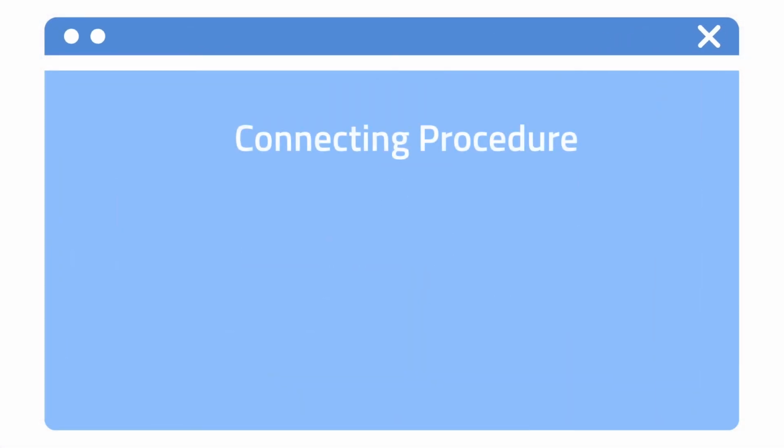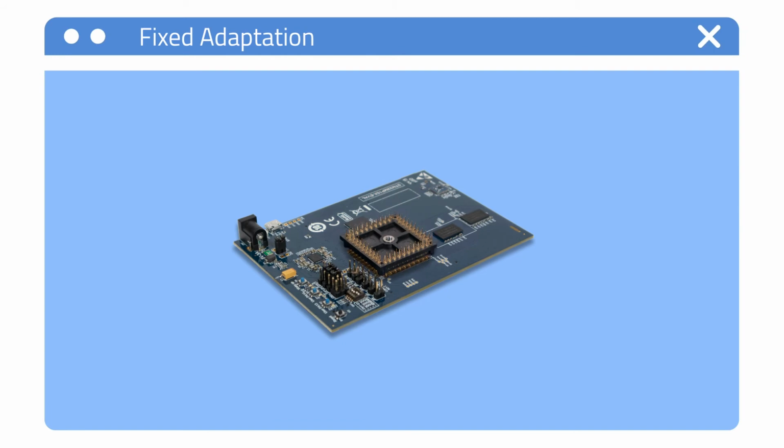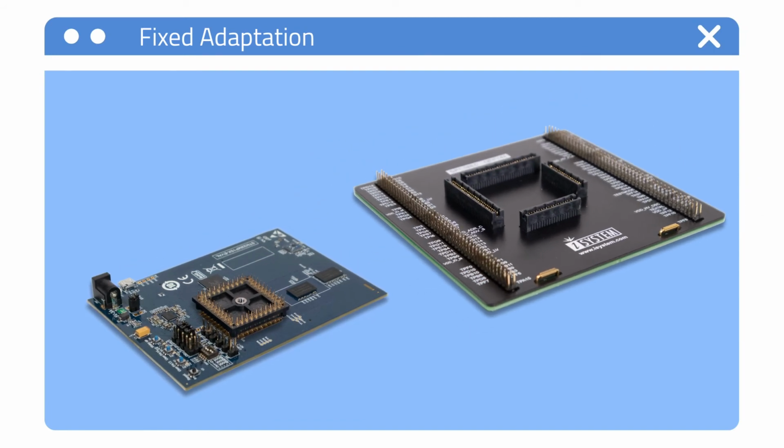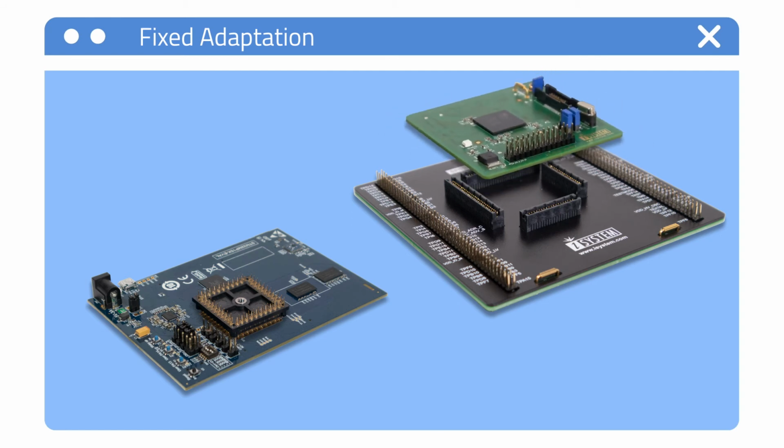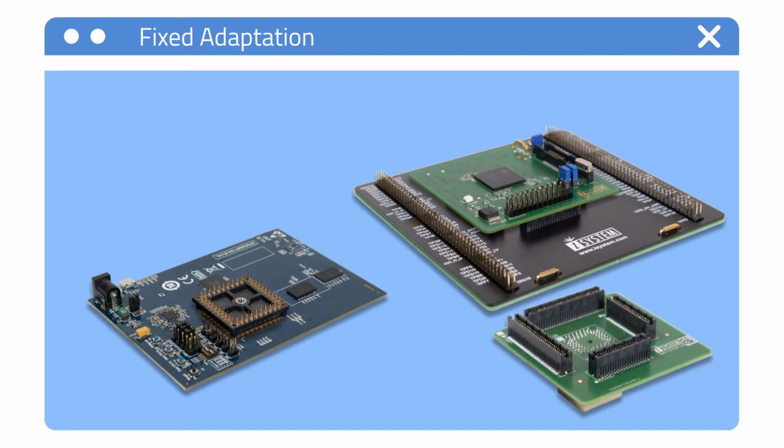Now it's time to connect the emulation adapter to the embedded target. We'll first take a look at fixed adaptation, and later at the differences in flexible adaptation. In fixed adaptation, the first step is to solder the solder part in place of the original microcontroller. If using the optional measurement board, first connect the emulation adapter to the measurement board. Next, connect either the emulation adapter or the emulation adapter and measurement board assembly to the conversion board.